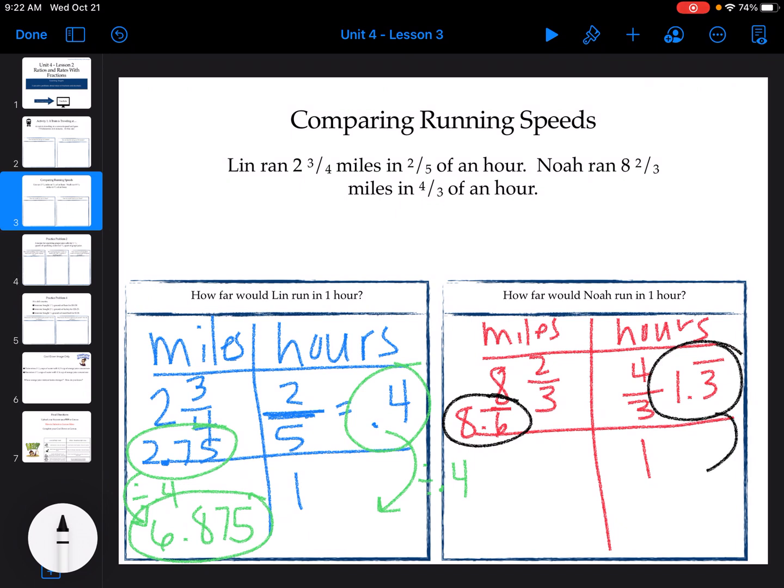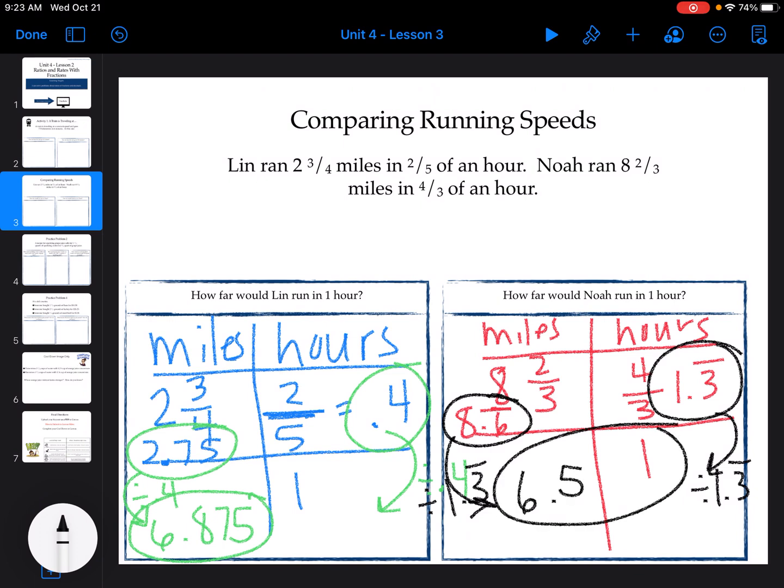Okay, now I'm going to divide by those decimals using my calculator. So I'm going to divide by 1.3 repeating. So in my calculator, I'm going to put in 8.6666666, as many 6s as will fill up the calculator. Then I'm going to divide by 1.3, as many 3s as will fill in the calculator. And I get 6.5. So Noah can run 6.5 miles in 1 hour.